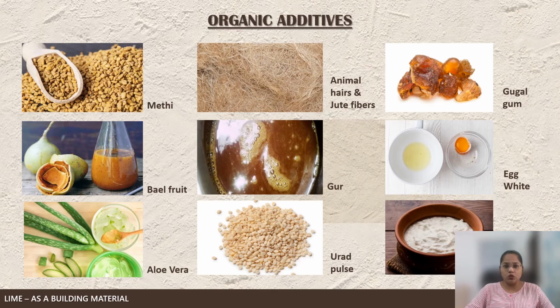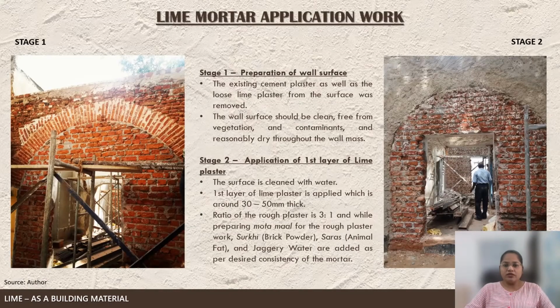Moving towards the application of lime plaster, here I am giving you the example of the restoration of this building. First, remove the existing cement plaster from the surfaces. Make sure that the wall surfaces are clean, free from vegetation, and dry throughout the entire mass. Then the second step is application of the first layer of lime plaster. The surface is cleaned with water. The first layer of lime plaster is applied, which is around 30 mm to 50 mm thick.